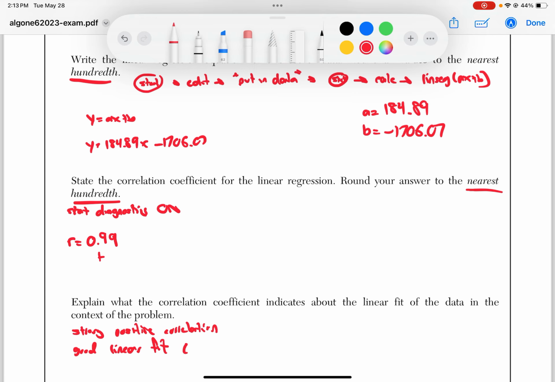So it appears, once again, in context, it appears that as a horse gets taller, it gets heavier. Because as its height goes up, its weight goes up as well.